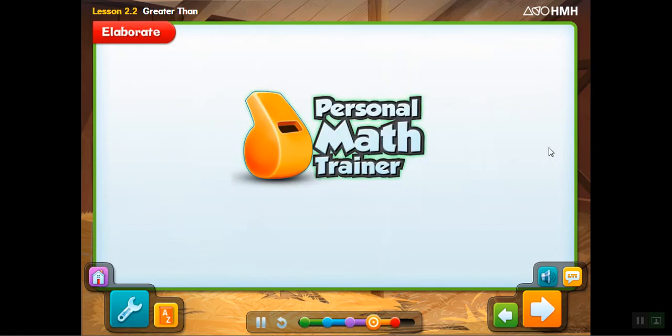Now let's practice with the personal math trainer. Okay, you are ready to get started on your own. I know you're going to be able to do a good job with this. Just remember that greater means more. If a set is greater than another set, it has more in it. And you're going to use a 5 frame and do what we just did to make this happen. Good luck, everyone.